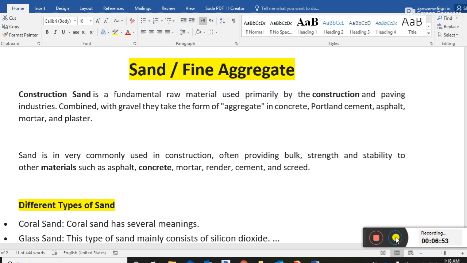Guys, this was a quick introduction to sand, types of sand, the composition of sand and the tests we perform on the quality of the sand.